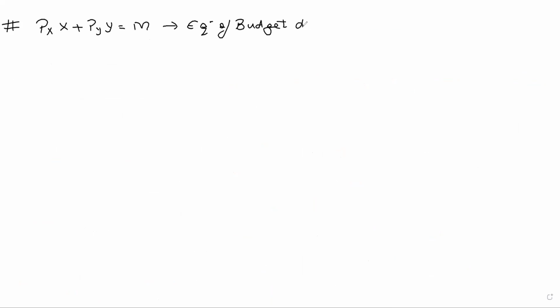Let's erase this off. Let's look at the equation of the budget line, which is px into x plus py into y equal to m. This is the equation of the budget line. Okay, and we now look at what happens when price of one of the goods changes. So I can now put a broad heading first, price changes.